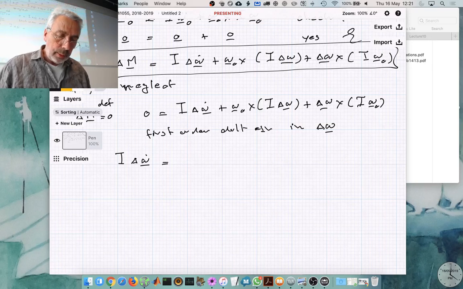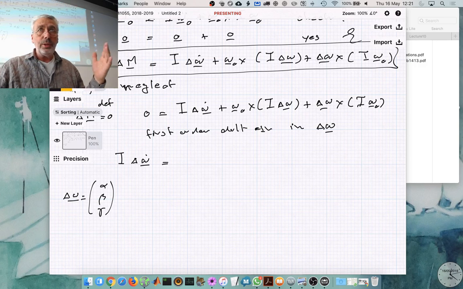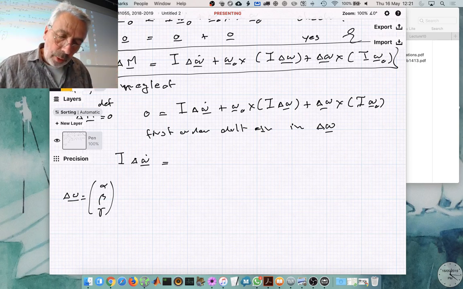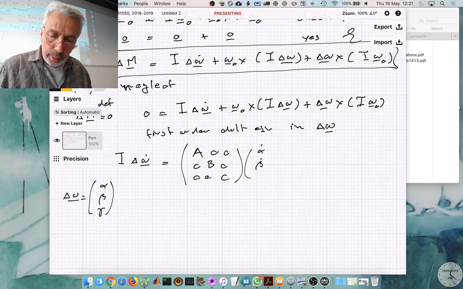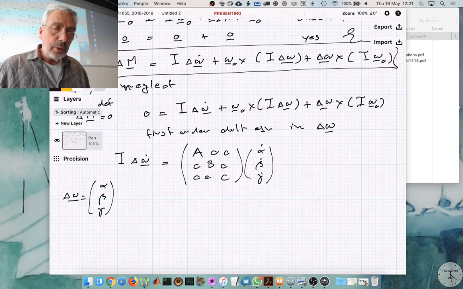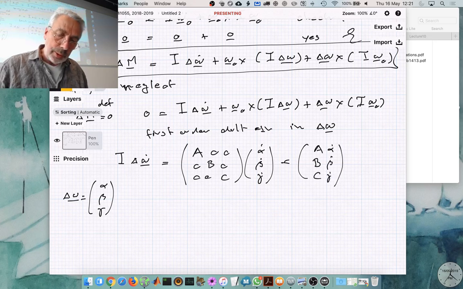Let me write for now what I use for delta omega. I used alpha, beta, gamma. This is shorthand notation. These are speeds. So the alpha, beta, gamma are speeds. They are changes in the speed. Well, how does it look? I have A 0, 0, 0, B 0, 0, 0, C, and then times this alpha dot, beta dot, gamma dot. So that is super simple. Yeah? That is A alpha dot, B beta dot, C gamma dot. So that first part is not so hard.